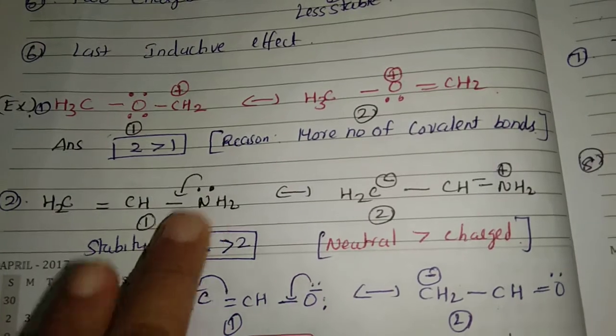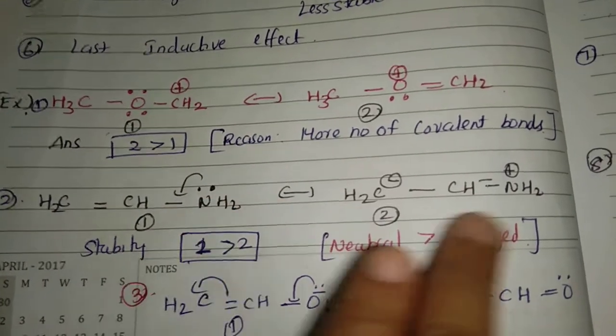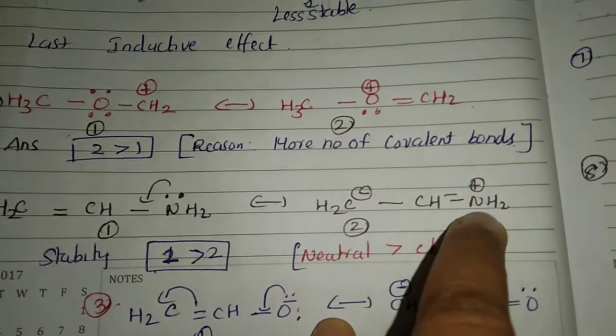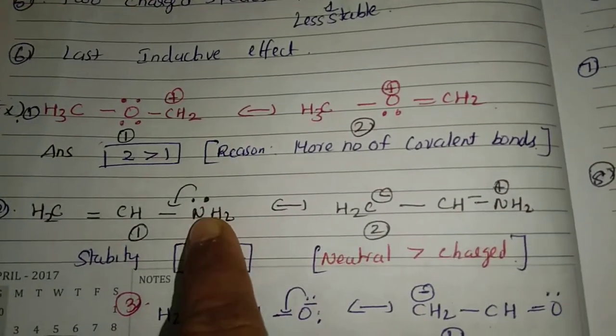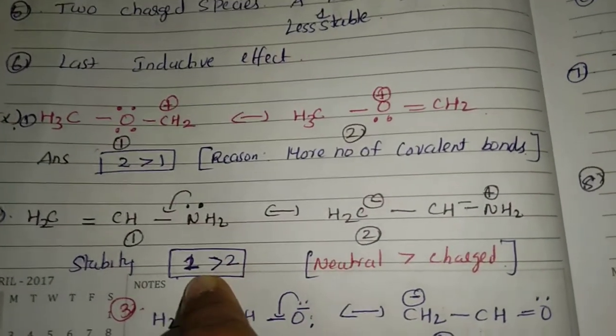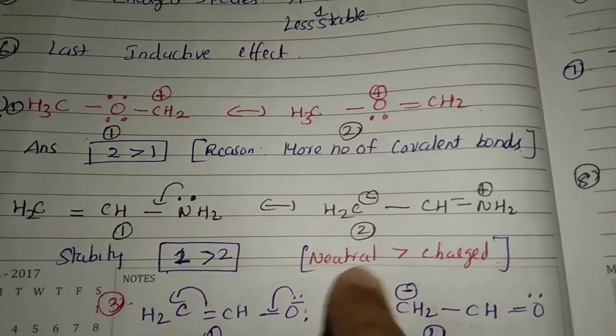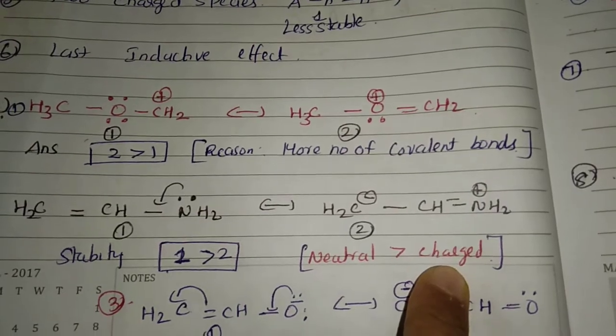Next rule. This is a neutral species. This is a charged species because it has minus and plus charges. So the neutral species is more stable. So 1 is greater than 2. Reason: neutral is more stable than charged species.